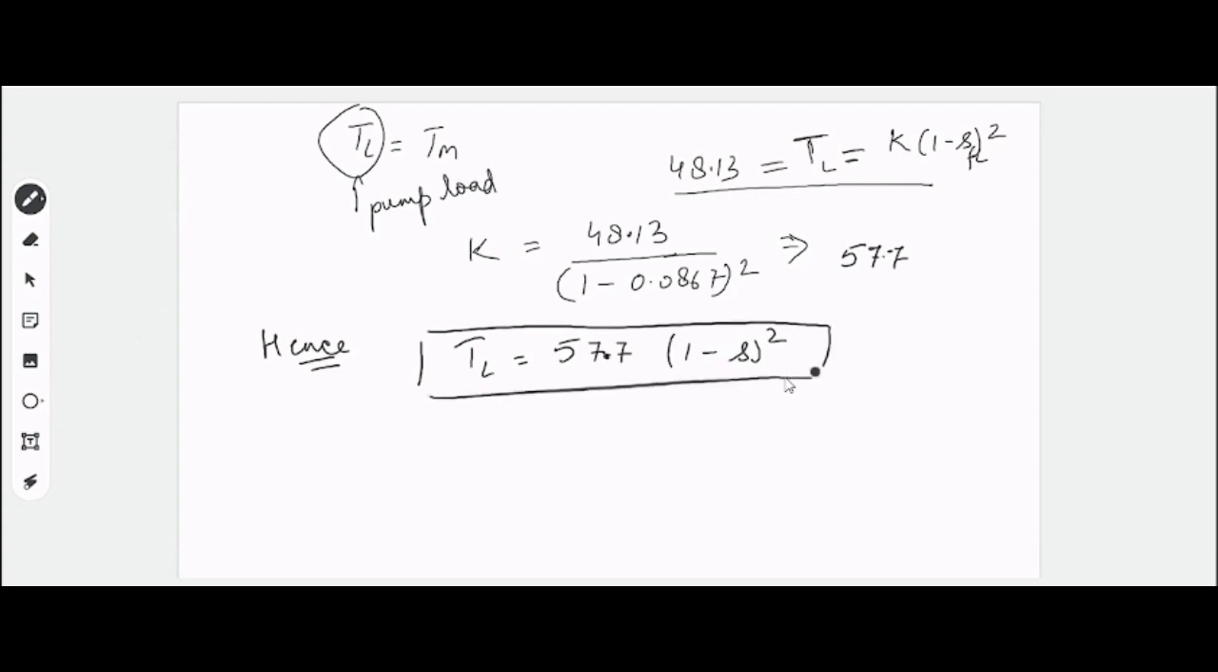Now what will happen when the motor speed is 1200 rpm? In that case the slip at 1200 rpm will be 0.2. We have calculated it, right? We found the slip at 1200 rpm, its value was 0.2. So how much will be the load torque that will be required at 1200 rpm? How much will be the value?